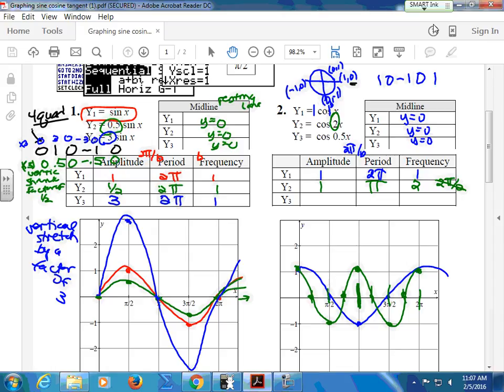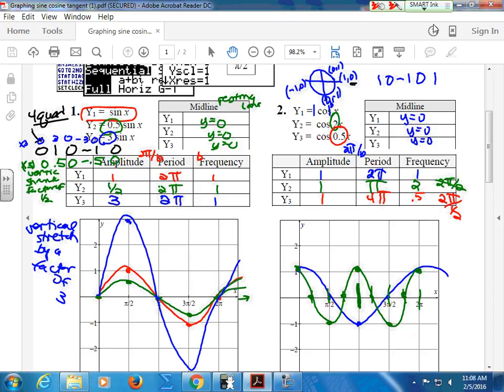Now, we're changing this. My amplitude is still 1. My frequency now is 0.5. That means I'm going to do half of my curve in 360, or 2 pi. So if it takes me half of my curve in 2 pi, how much will it take me to make a complete curve? 4 pi. Good. And isn't this 2 pi over 1/2? Keep, change, flip. 4 pi.